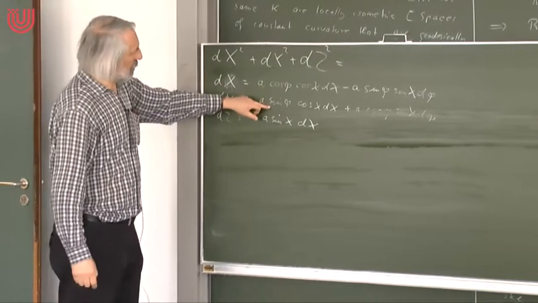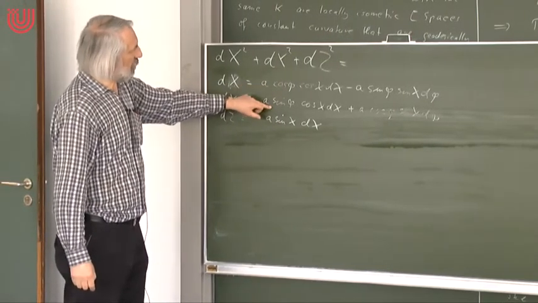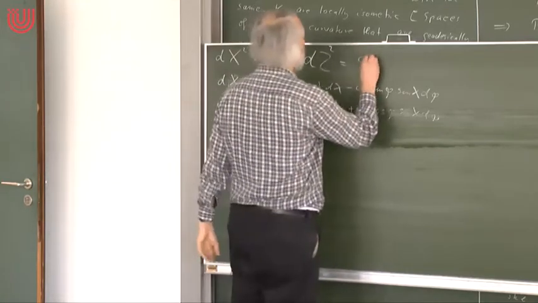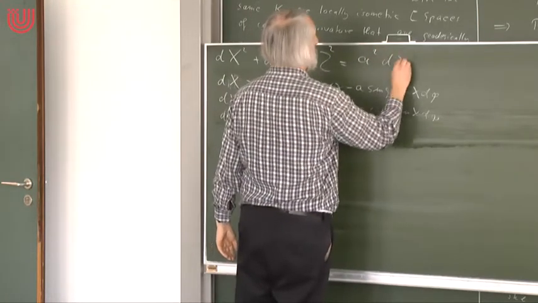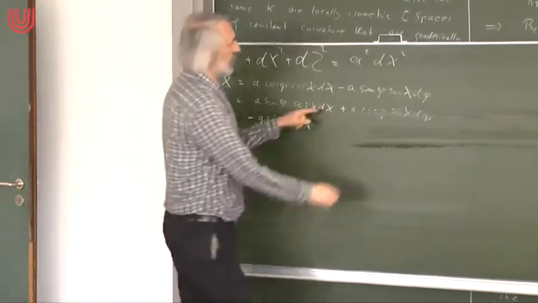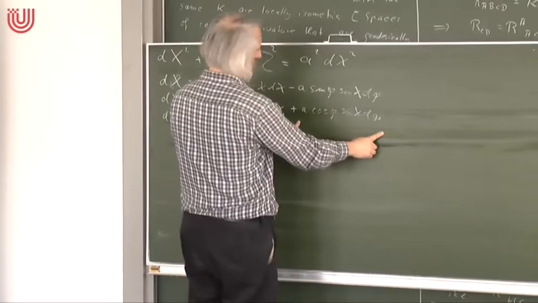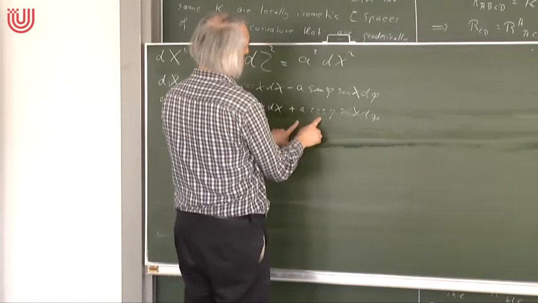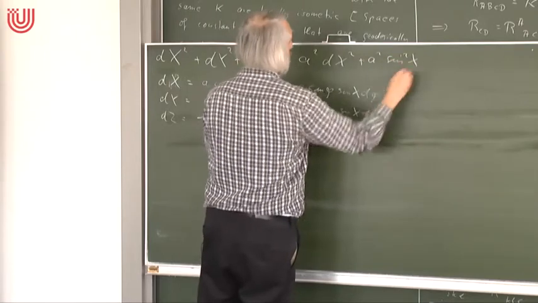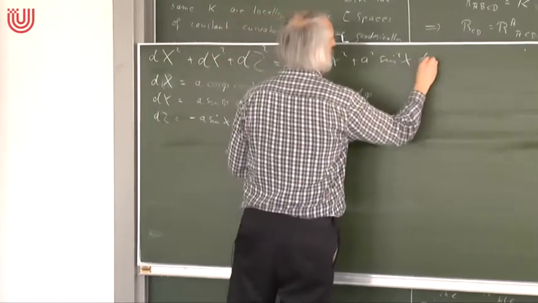So cosine squared plus sine squared gives 1. So I get a squared d chi squared. Yeah? Then this squared plus this squared gives, here again I get a 1, gives a squared sine squared chi d phi squared.